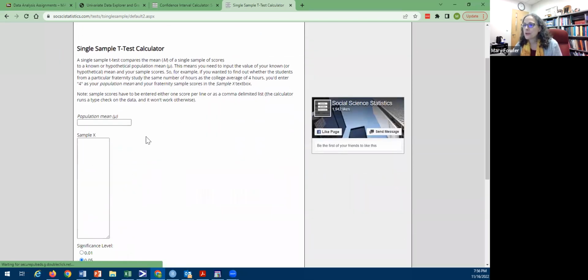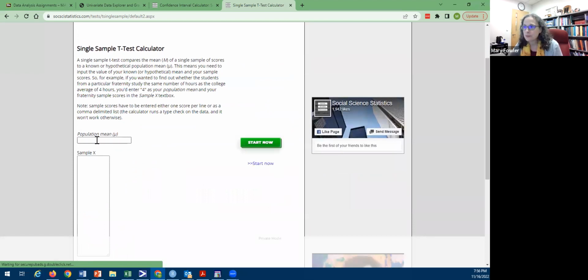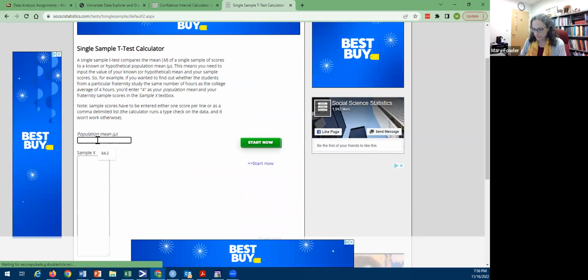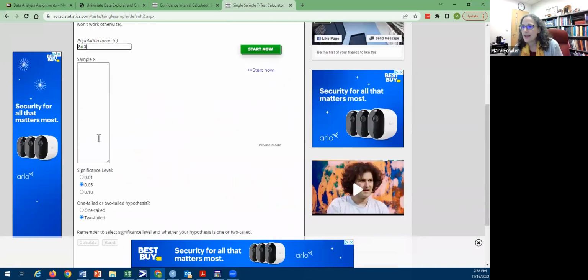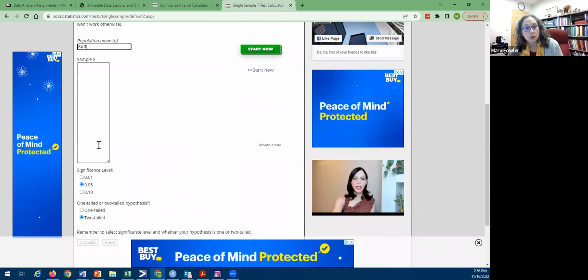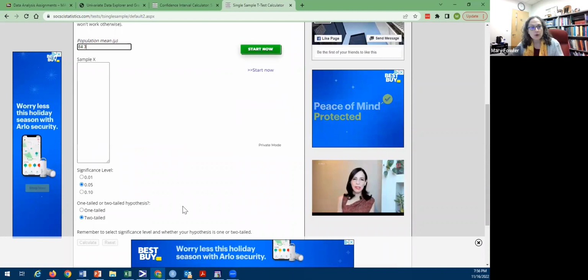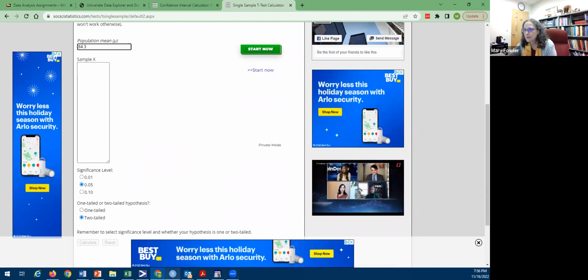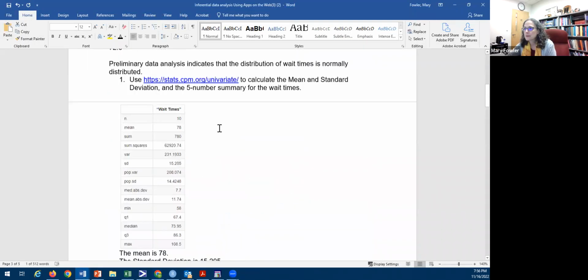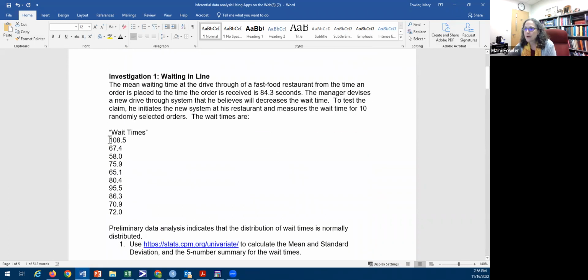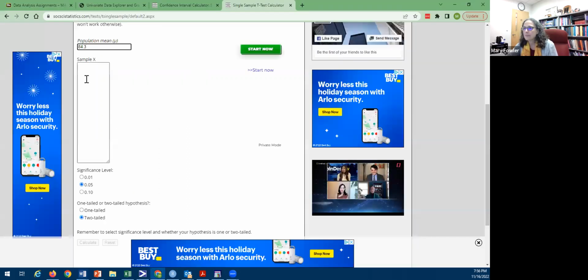Okay. So here we're going to put in the null mean, which here it was 84.3. And then over here, it asks for us to put in all of the sample data. So we have to go back to the Word document and copy that sample data again. This time we don't really need the header wait time. We just need the 10 numbers. So highlight and copy that, and we'll paste it right in here.